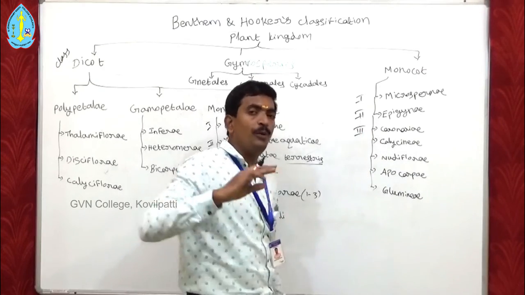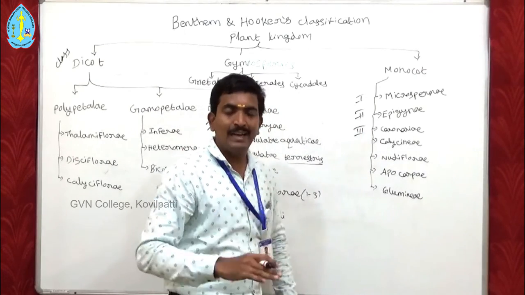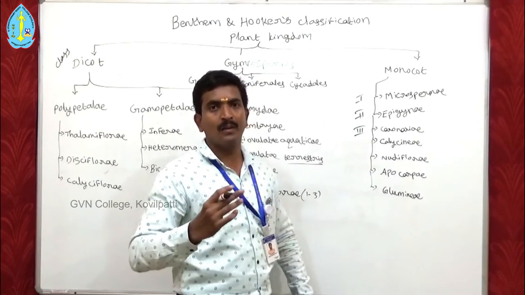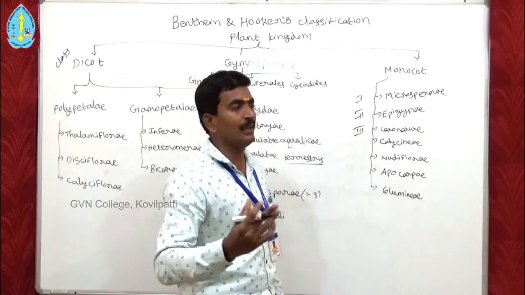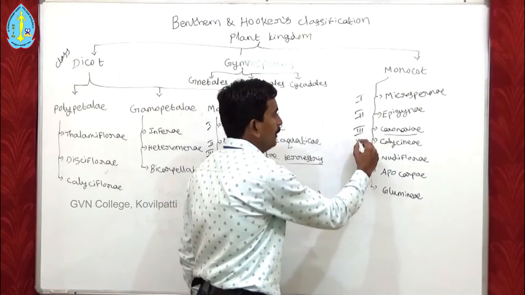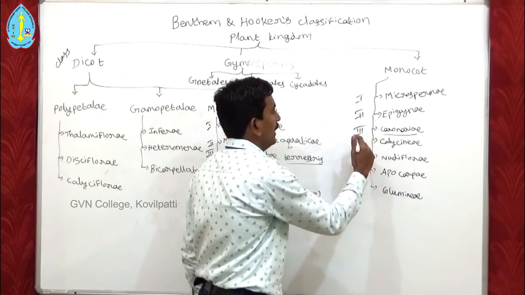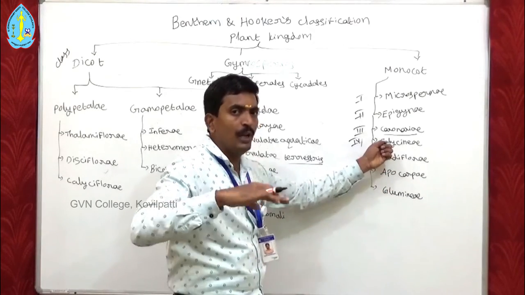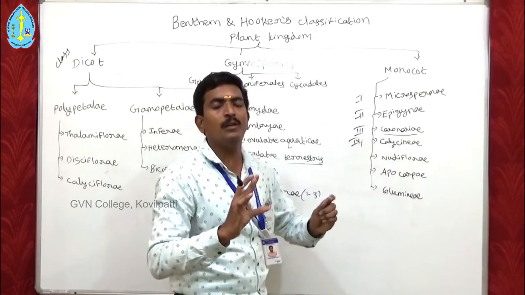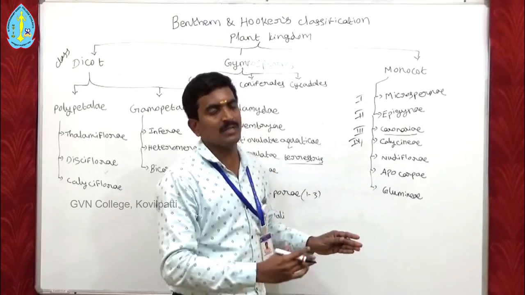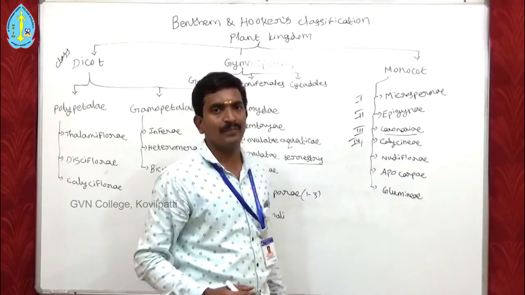Then Coronarieae means a superior ovary flower that contains a colored perianth. The perianth is colored. The colored perianth comes under Coronarieae. The fourth series is Calycinae. Calycinae means a superior ovary flower, but the perianth is only green. Green-colored perianth alone is present. Those plants are considered under the series Calycinae.